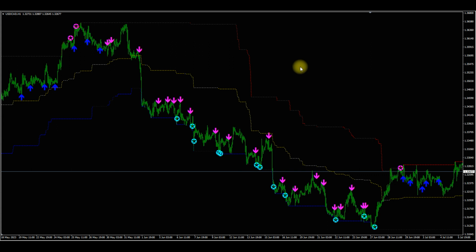Today I would like to tell you about my indicator, which is called Pips Generator. The Pips Generator is actually a trend-based system, though it can be used with absolutely any market and any time frame.